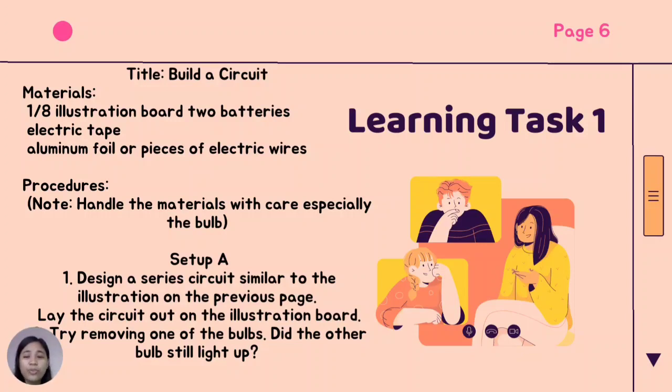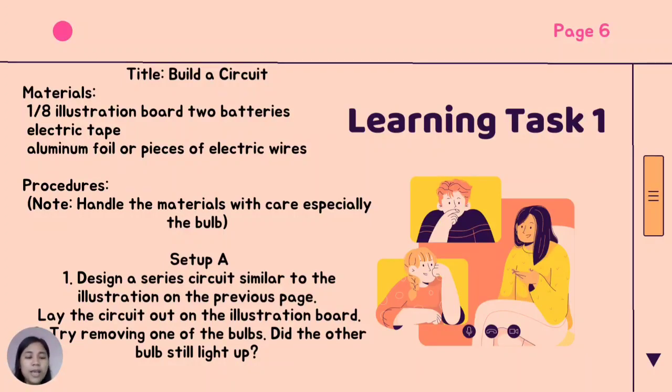The activity that you are going to perform will clearly differentiate series and parallel circuits. For learning task 1, prepare the materials listed. If not available, you may use other materials at home to perform the activity. You may also ask the help of your parents or guardians or any adult members of the family if needed. You will need the following materials: 1/8 illustration board, 2 batteries, electric tape, aluminum foil, or pieces of electric wires. Procedures. Note: handle the materials with care, especially the bulb.